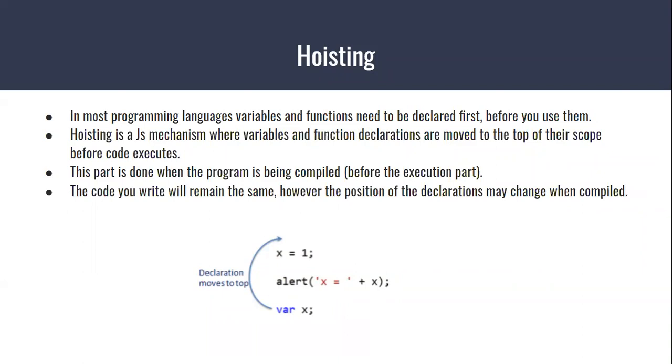Let's read it here. In most programming languages, variables and functions need to be declared first before you use them. So hoisting is a JavaScript mechanism where variables and function declarations are moved to the top of the scope, the very top. It does some rearranging when the program compiles before it executes. So the code you write will remain the same, however, the position of the declarations may change when compiled, leading to some very strange things sometimes.